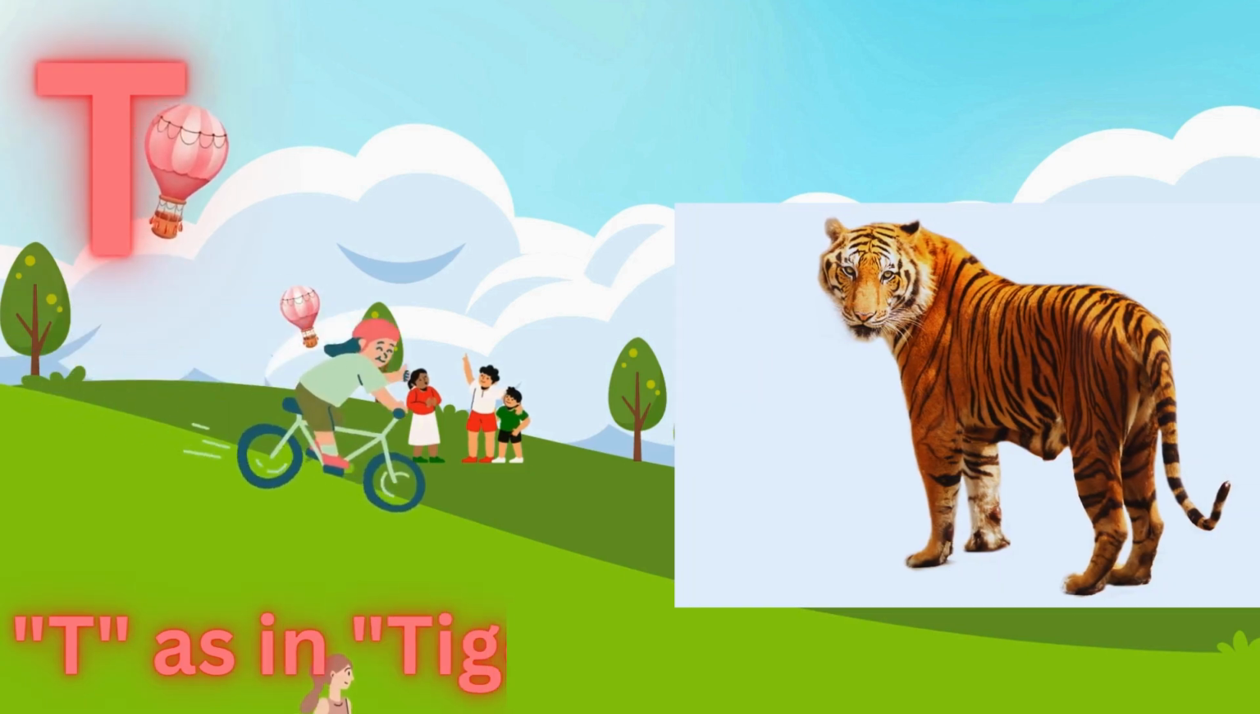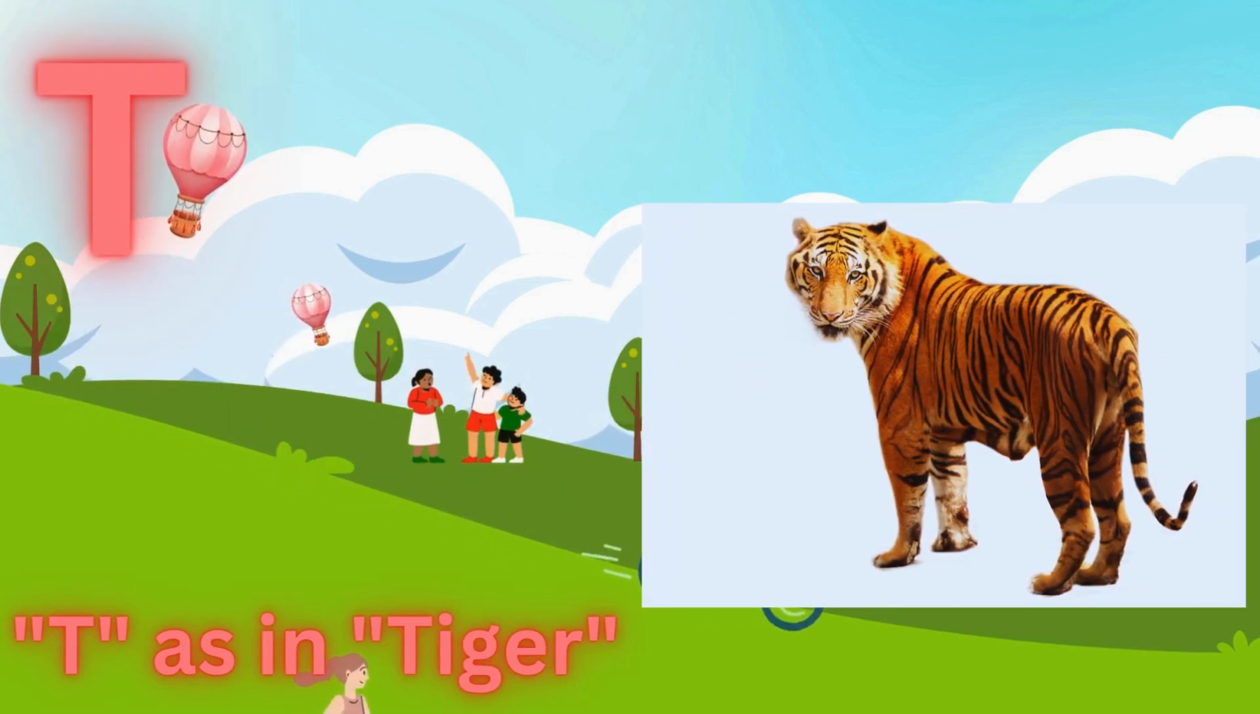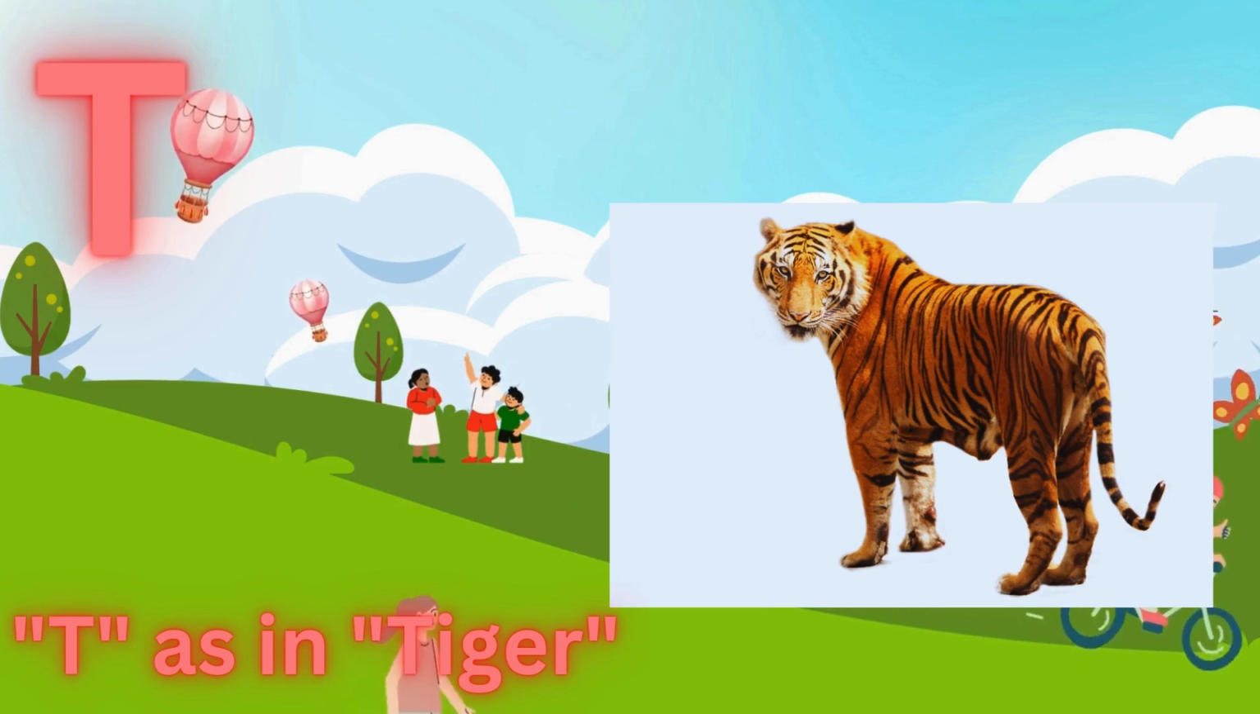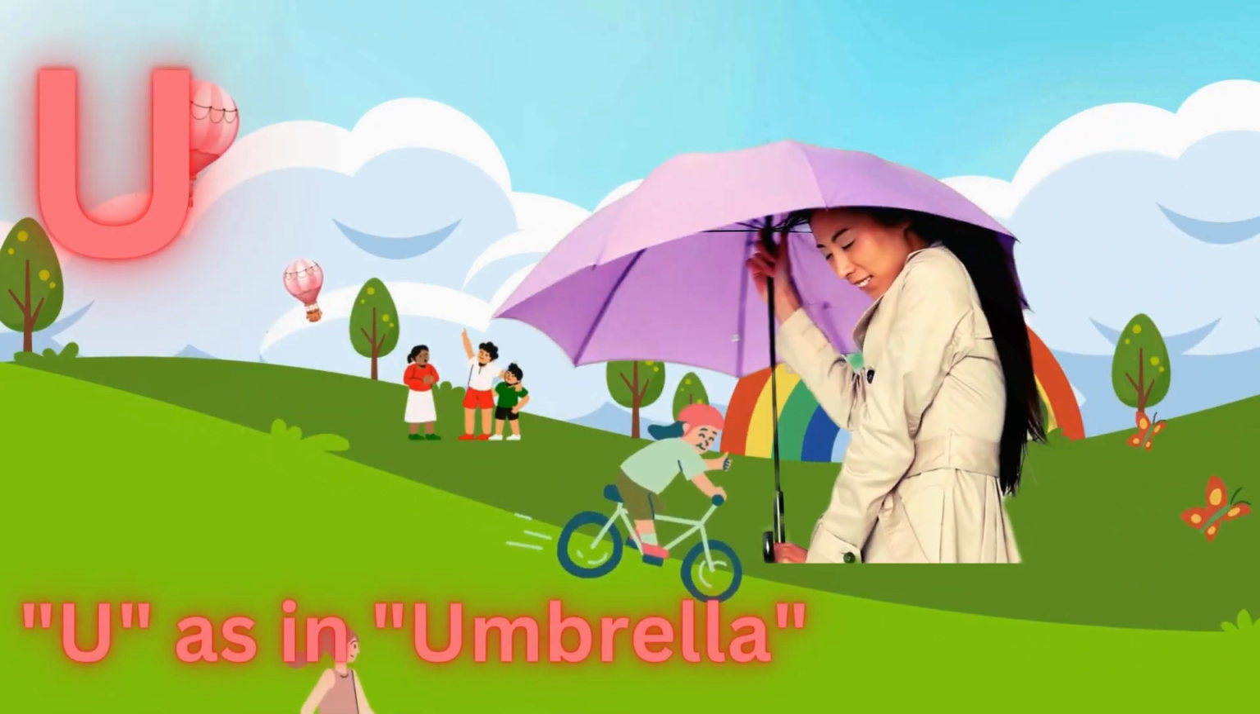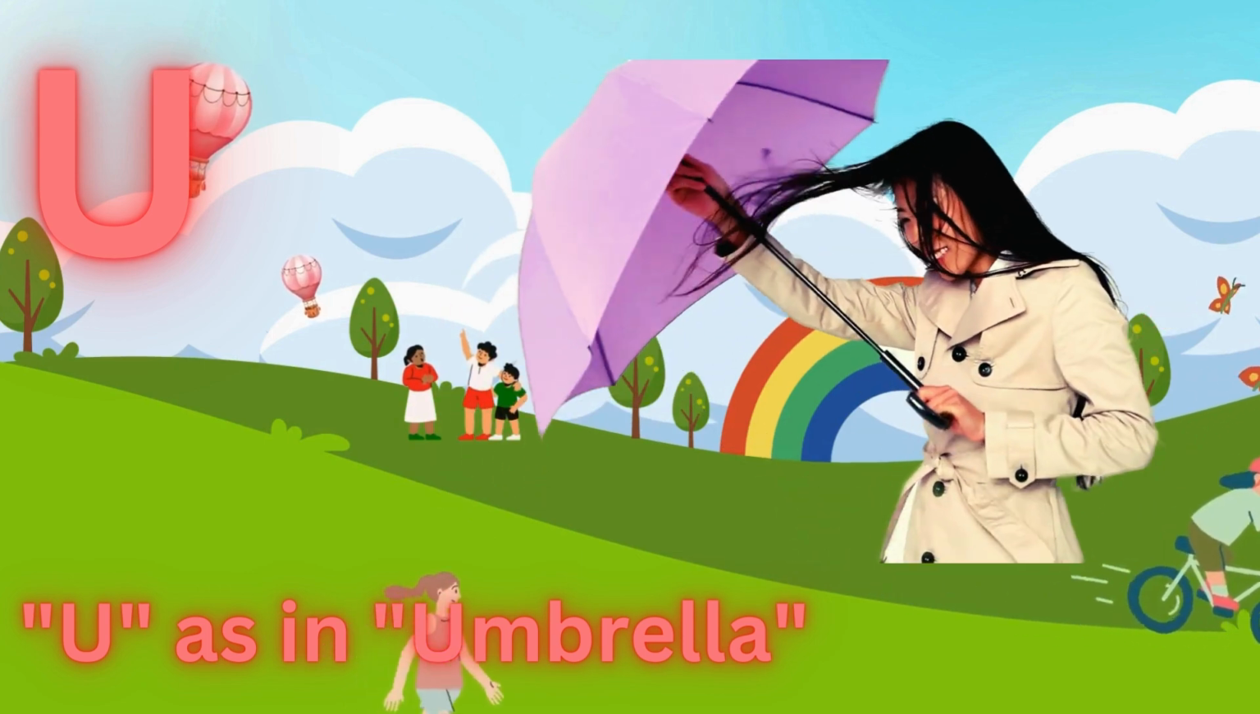T, tiger. T as in tiger. Tiger, a large, wild animal. U, umbrella. U as in umbrella. Umbrella, a tool used to protect from rain.